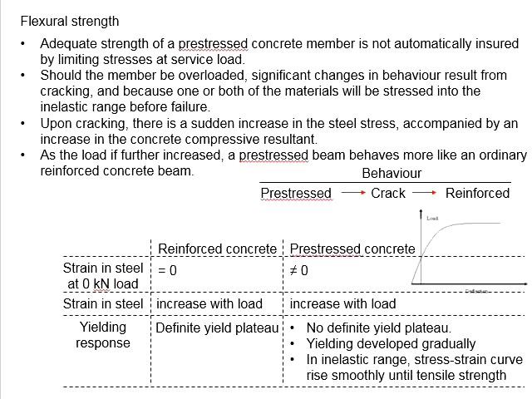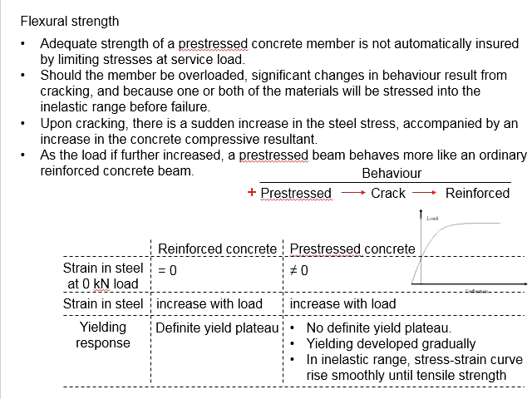It is noted that overloading of the prestressed concrete member is not preferable, and if we design the member properly, the chances of overloading are not high. Nevertheless, it is important for us to know the overloading conditions of the member. Upon cracking, there is a sudden increase in the steel stress, which is accompanied by an increase in the concrete compressive resultant. Then, as the load increases further, the prestressed beam behaves more like an ordinary reinforced concrete beam.